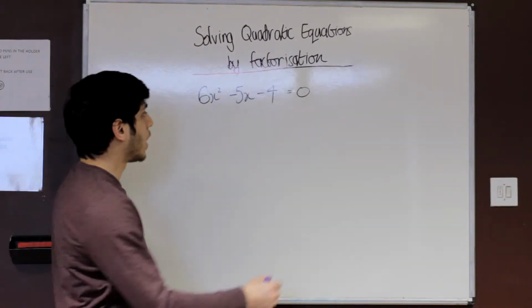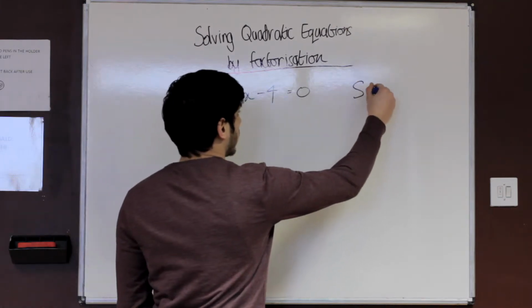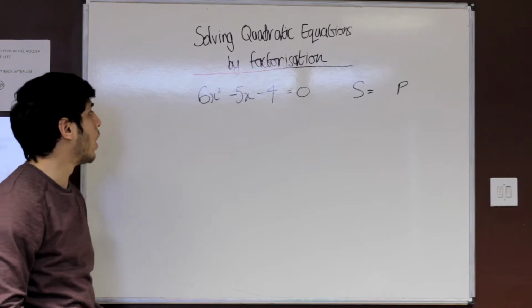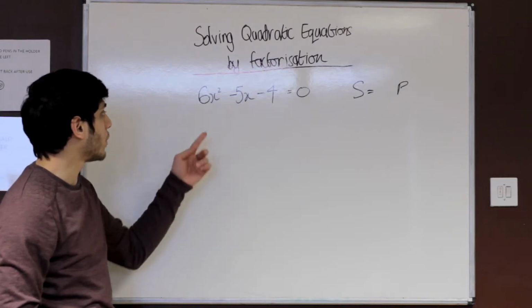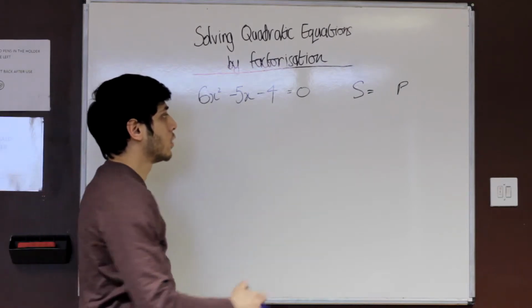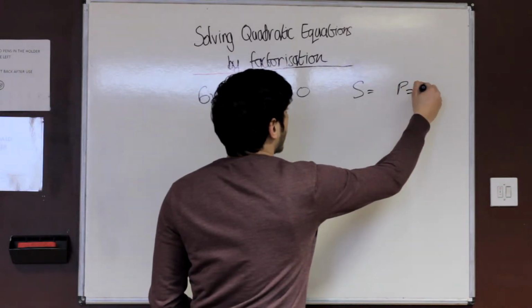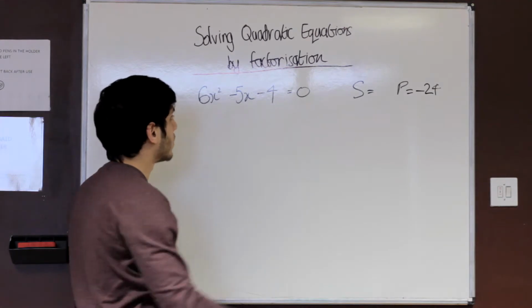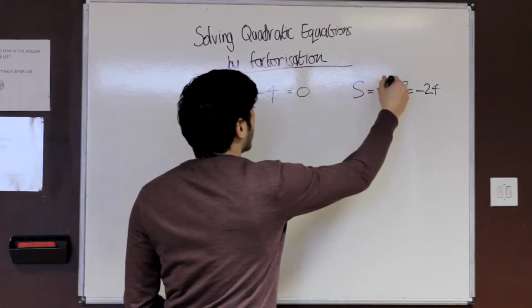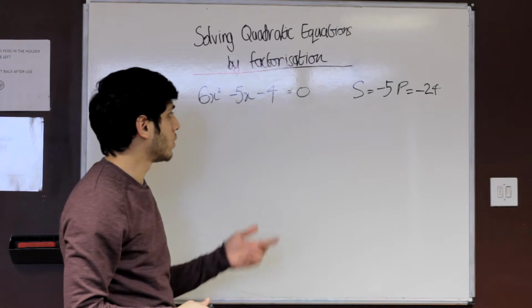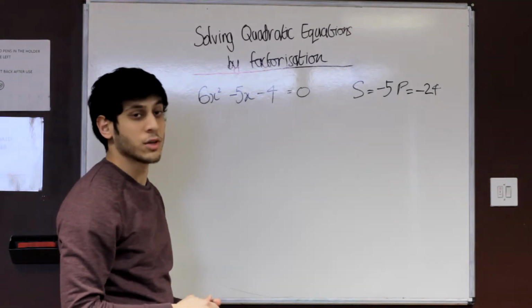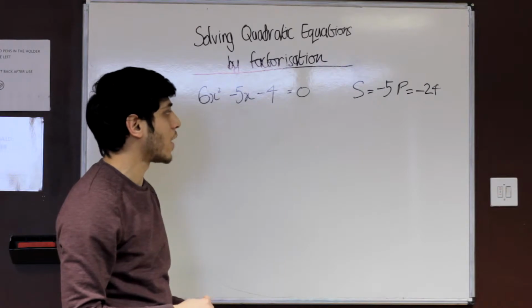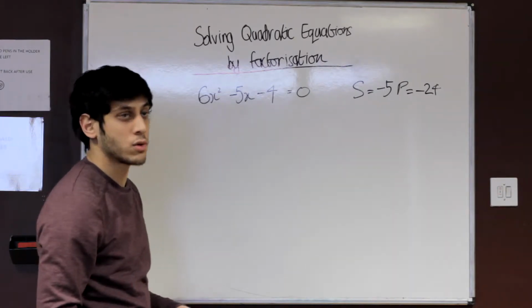We usually find our sum and product, but in this particular example, because we have a 6 in front of the x squared, we're going to be doing 6 times minus 4. So our new product is going to be minus 24, but our sum remains the same, so it will still be minus 5. Now we're going to try and find two numbers that when we add and subtract gives us minus 5, and when we multiply it gives us minus 24.